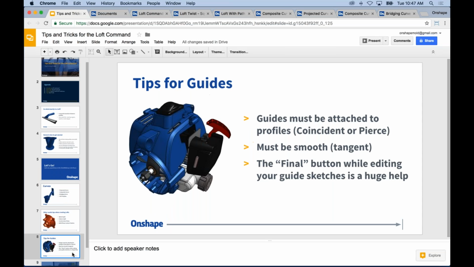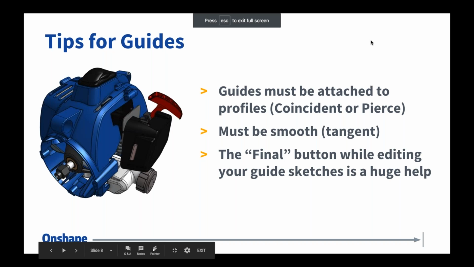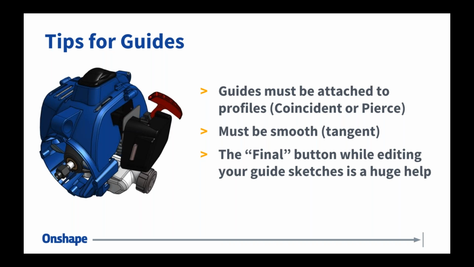So just to recap real quickly, some tips for guides. Make sure that your guides are attached to your profiles. Even in the case of the bridging curve, those are actually attached to each profile, right? Because of the way they're constrained by the edges. So again, in general, whether it's sketch geometry or not, make sure that your guides are attached to your profiles. Coincident or pierce, depending on the scenario, you're probably going to use a combination of both. Pierce maybe in the more complex examples, but coincident and pierce, make sure that it's attached to each profile.